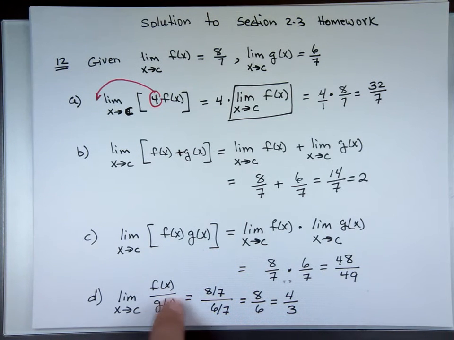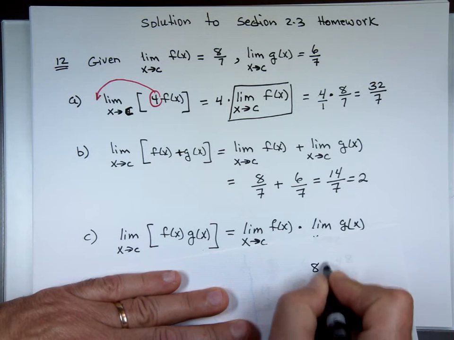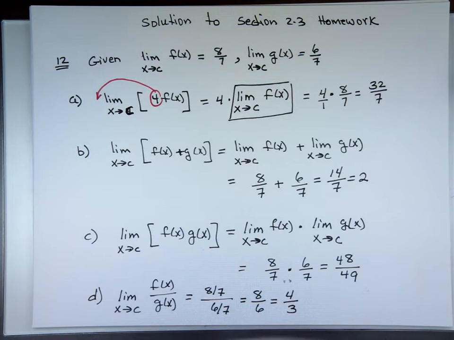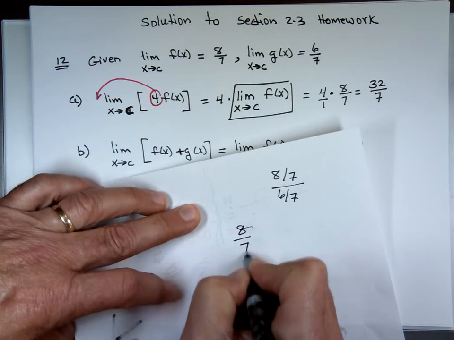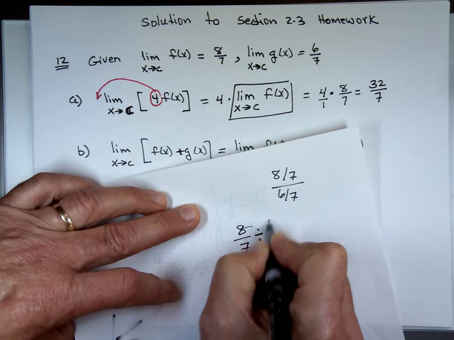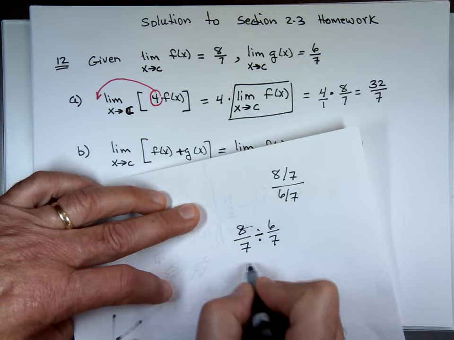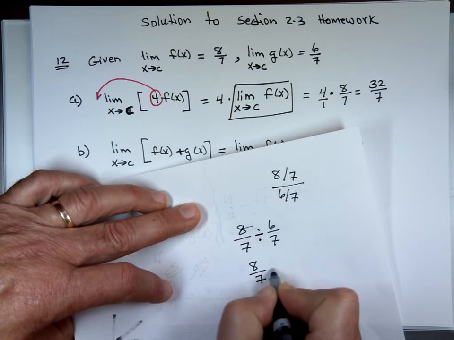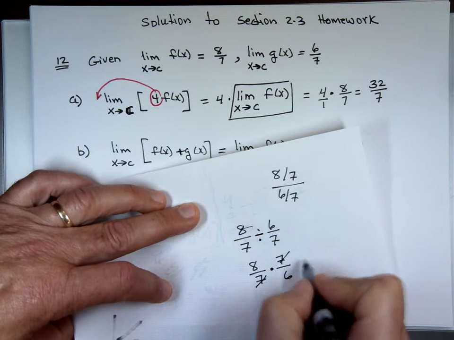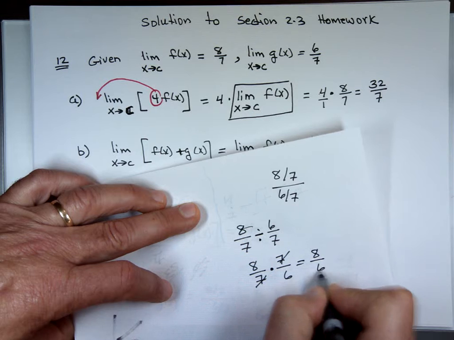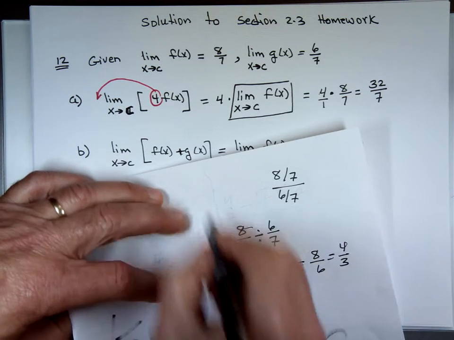If you're not sure about the math, I'll show it quickly here. 8 over 7 divided by 6 over 7, right? How do we do division? We change it to multiplication. It becomes 7 over 6. And what happens to the 7s? They cancel out, and you end up with 8 over 6, which is 4 over 3. That's one way of doing it.